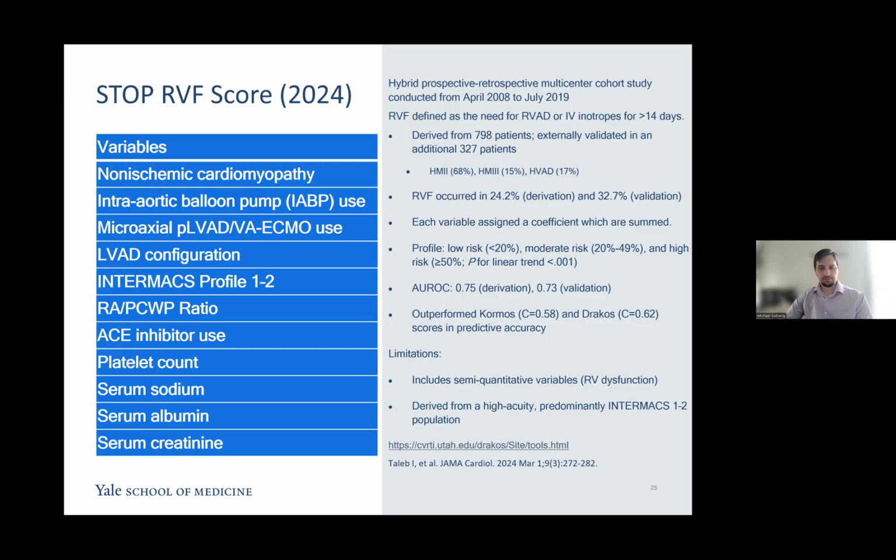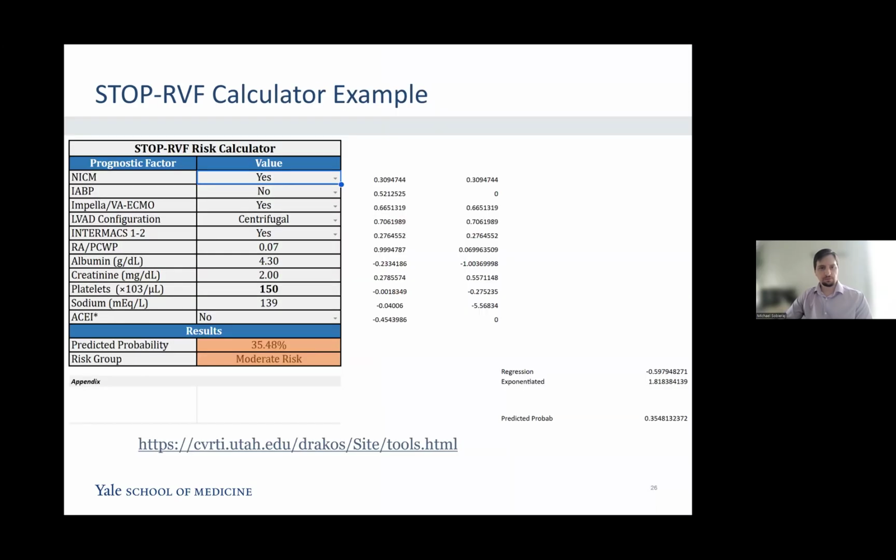And also there was a heavy INTERMACS 1 or 2 population representation. But the nice thing is they posted a calculator that they made based on this that you can actually use. You can go to it at the bedside on one of the computers on wheels or at your own desk. You can go to their website, pull up this table and answer the questions for your own patient.